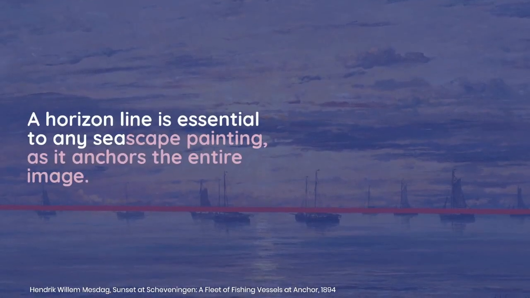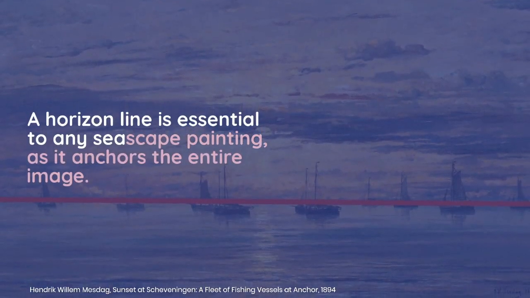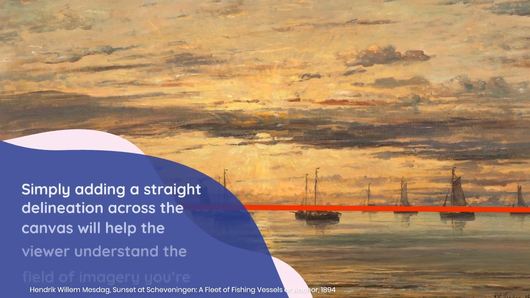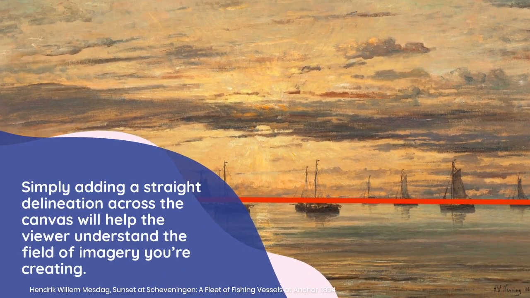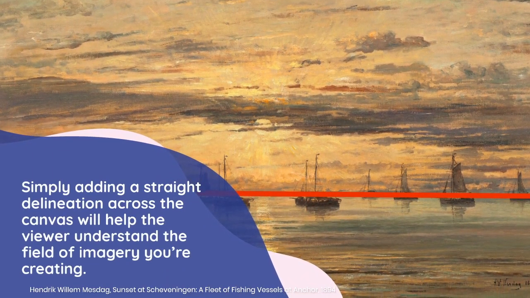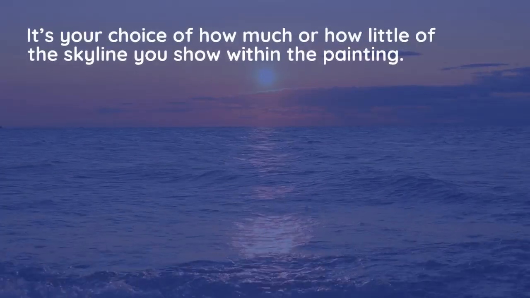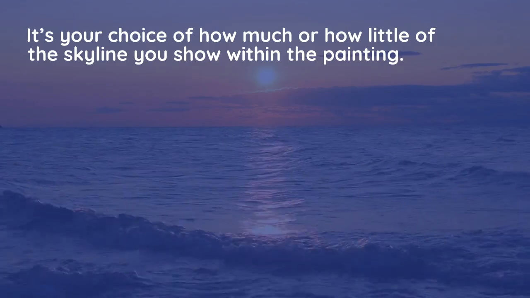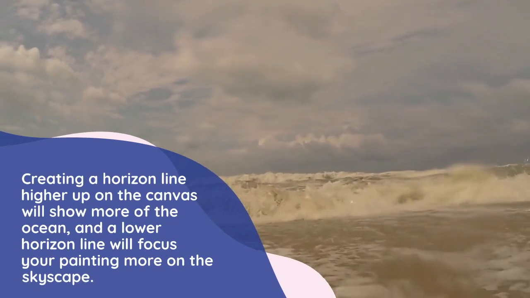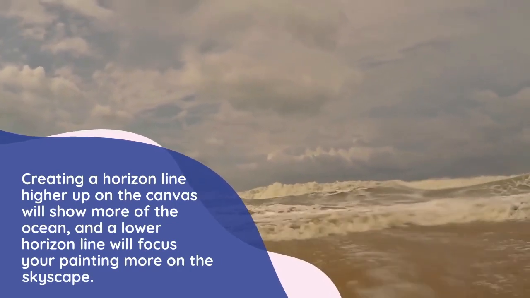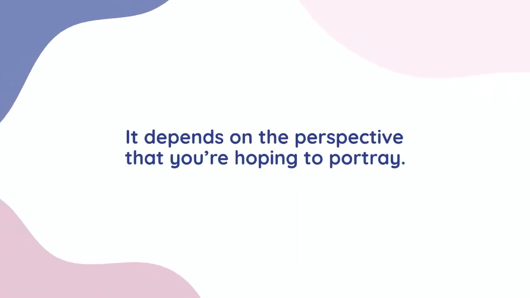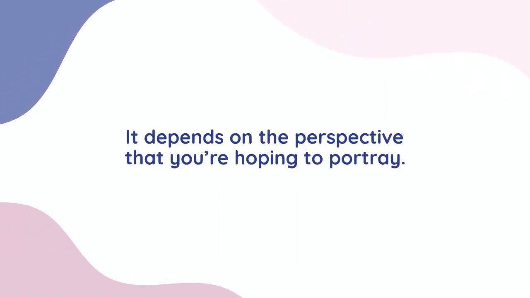A horizon line is essential to any seascape painting as it anchors the entire image. Simply adding a straight delineation across the canvas will help the viewer understand the field of imagery you're creating. It's your choice how much or how little of the skyline you show within the painting. Creating a horizon line higher up on the canvas will show more of the ocean, and a lower horizon line will focus your painting more on the skyscape. It depends on the perspective that you're hoping to portray.